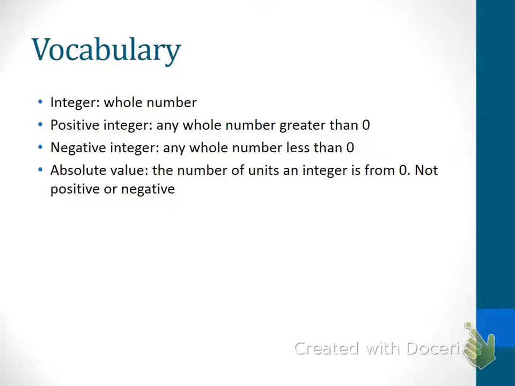So we've got two kinds of integers, positive and negative. Positive integers are greater than 0, negative are less than 0. So 0 is kind of our benchmark. Anything less than 0, or to the left on the number line, is going to be negative. Then absolute value doesn't have to do with the sign as much as just how many units it is away from 0. It's not positive or negative, we're just counting how many units it is away from 0.